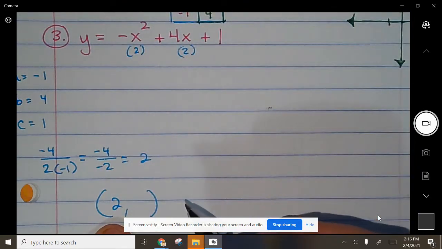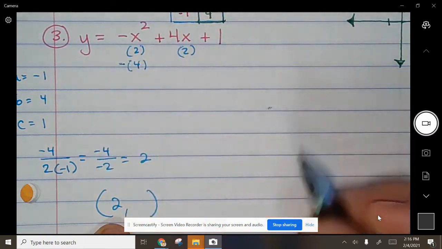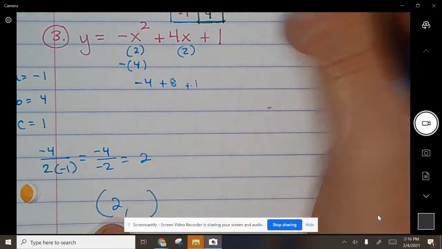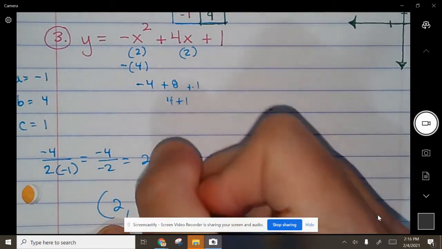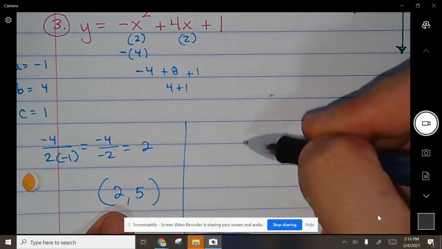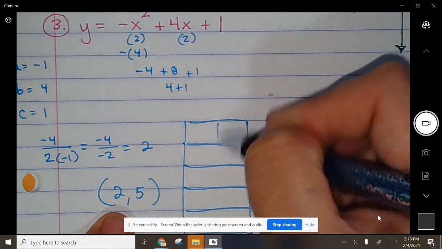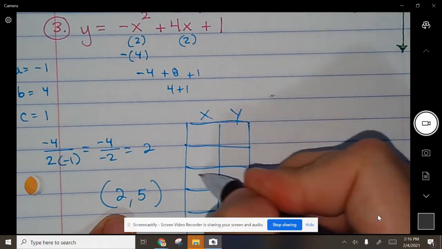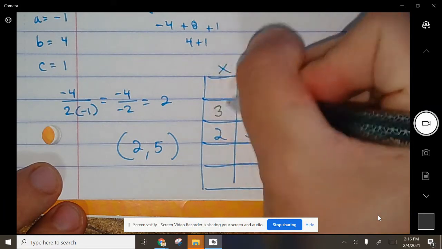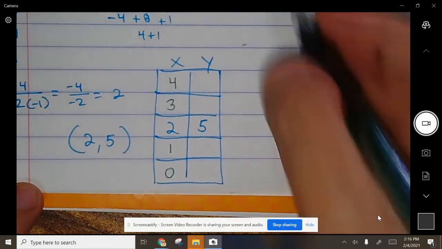If I plug that in there, 2 squared is 4. Don't forget about the negative on the outside. So that's going to be negative 4. 4 times 2 is 8 plus 1. So I get 4 plus 1 is going to be 5. So 5 is my y. All right, 2, 5 goes in the middle. What goes up top? We go up 1, up 2, down 1, down 2. And let's rock this. Let's go.